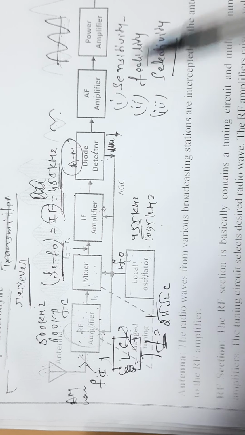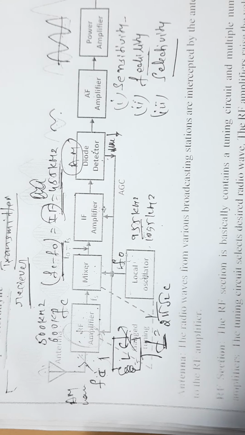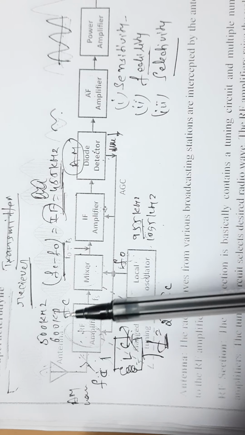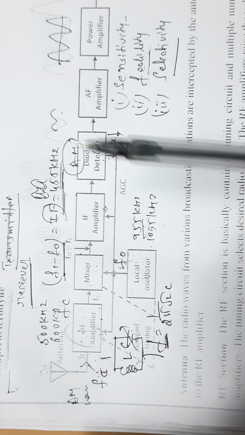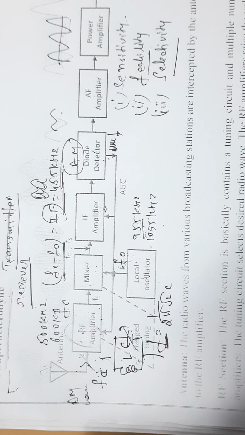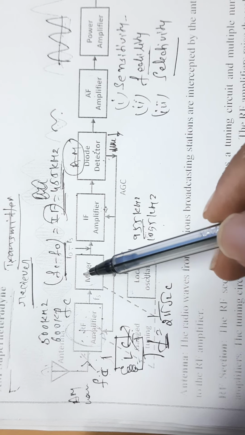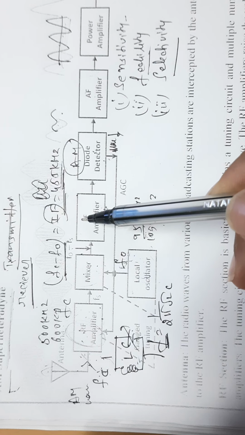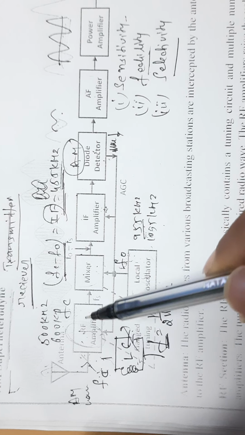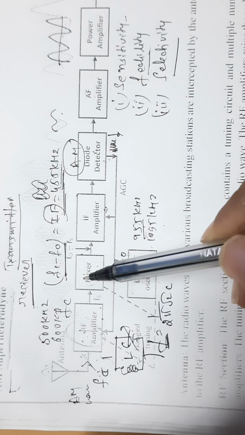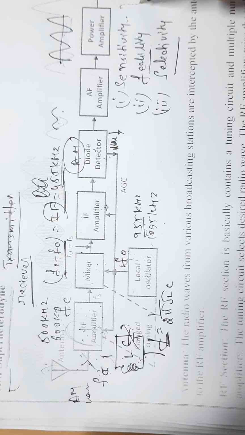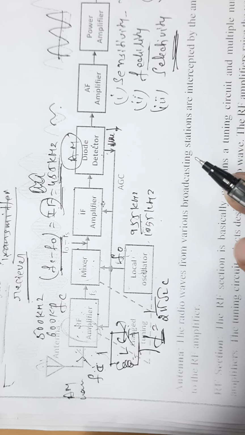Another is fidelity. In all the radio receivers, the impedance of all the circuits must be in such a way that the signals from one electronic circuit to another electronic circuit should be fed entirely. There should not be any loss while feeding from one circuit to another circuit. This is called fidelity. These three are the important characteristics of a radio receiver.